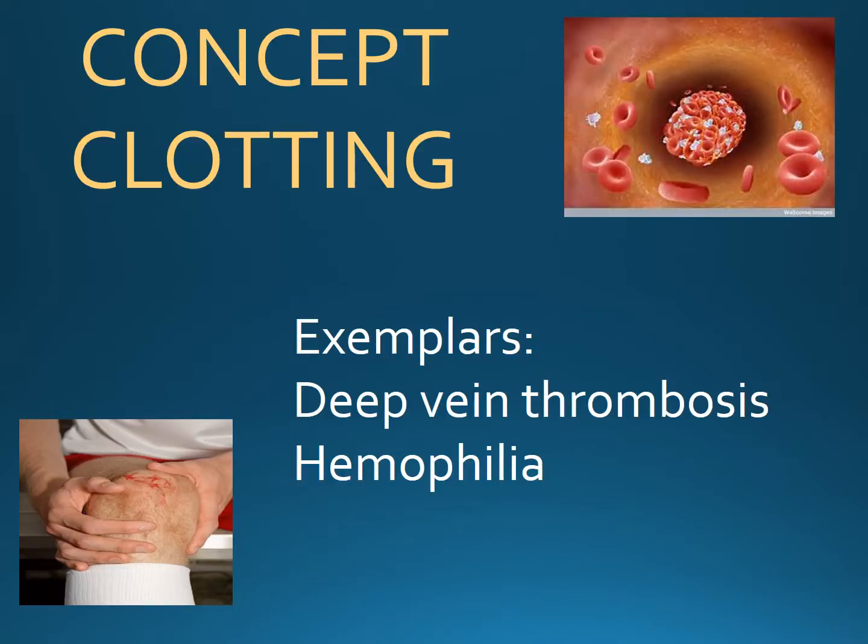So far, I've explained a lot about perfusion, which is the flow of blood through arteries and veins. And now we're going to talk about the concept of clotting. We're going to look at the exemplars of deep vein thrombosis and hemophilia.